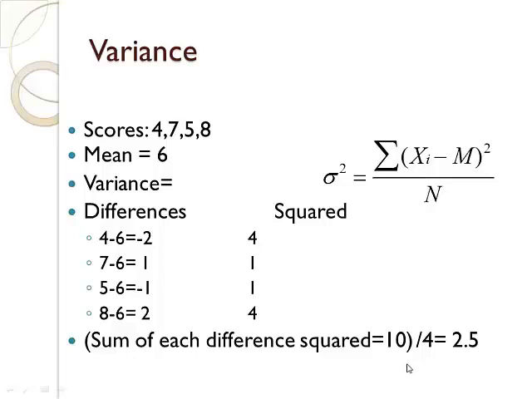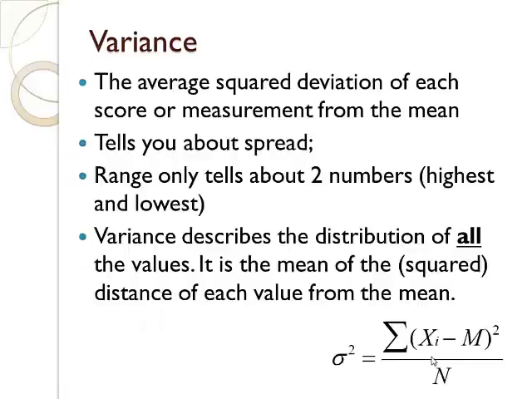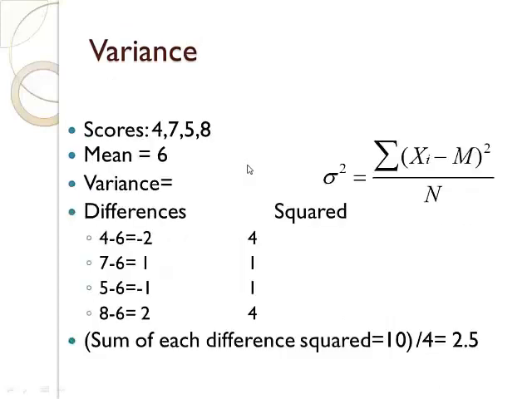10 in this case, and we're going to divide that by the number of observations, 4, and we end up with a variance of 2.5. So the variance is the average squared deviation of each score measurement from the mean. It provides us more information than the range, because it tells us about the impact of all the scores in the set of data.